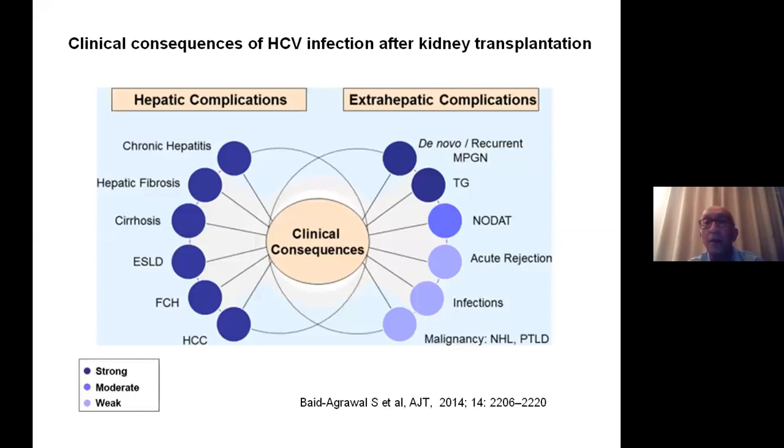Following transplantation, we can encounter several extrahepatic complications. As I mentioned previously, infections are one of the most important early post-operative complications, in addition to the possibility of having de novo glomerulonephritis and occurrence of acute rejection. Concerning the hepatic complications encountered among these patients in the very early post-operative period, we can encounter the possibility of fibrosing cholangiohepatitis, and in the long term, there might be a tendency to higher incidence of hepatocellular carcinoma.